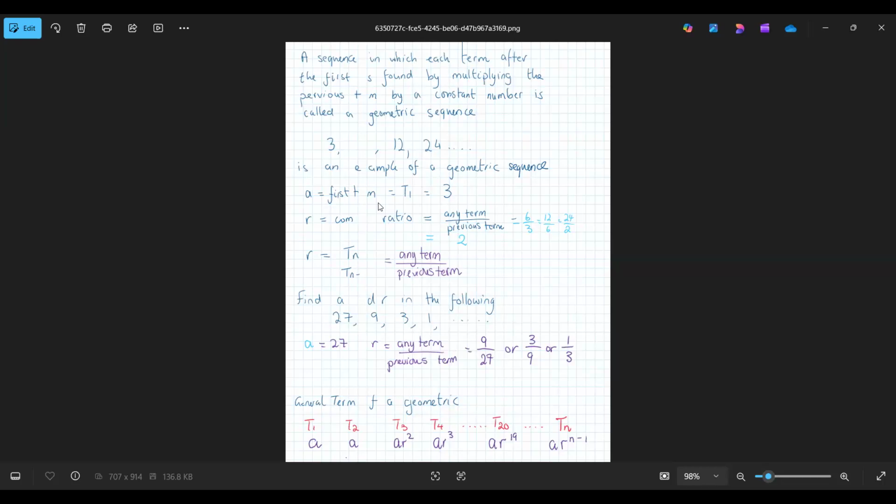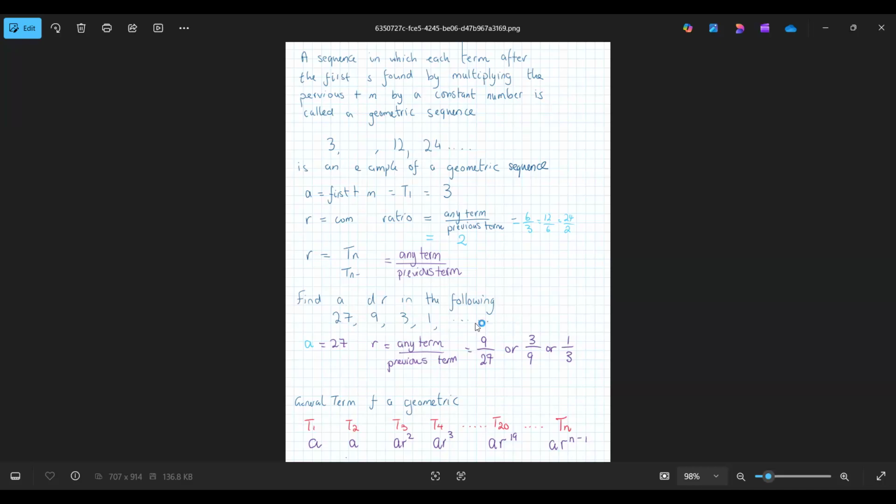Okay, so let's look at what we have here. This is just the basic explanation. The first thing that looks like a sample here is 27, 9, 3, 1, and so on and so forth. If you look at it carefully, it looks like the numbers are getting smaller. But looking again, there's a pattern, and it's actually one of multiplication.